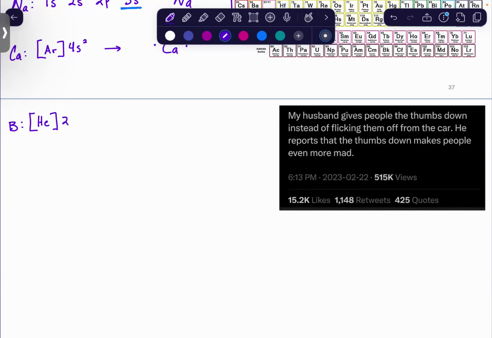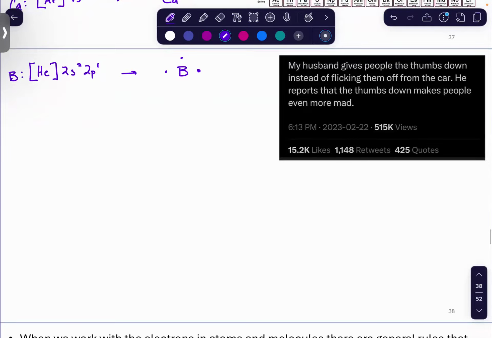So this is helium, 2s2, 2p1. There are the three valence. So that means boron is going to have a Lewis structure like that. And we can keep going through carbon. That's going to be four valence.